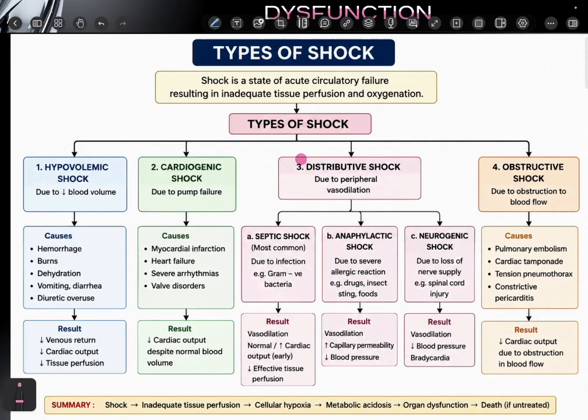Now, types of shock. There are four major types of shock: hypovolemic shock, cardiogenic shock, distributive shock, and obstructive shock. So, hypovolemic shock. It is caused by severe decrease in circulatory body fluids or blood volume. In simple language, when the body loses too much blood or fluids, the heart cannot pump enough blood to organs, which leads to hypovolemic shock.